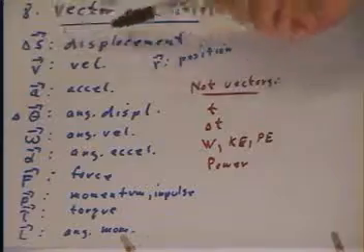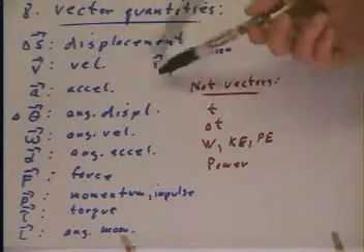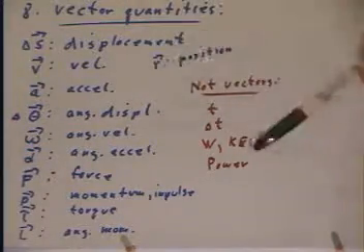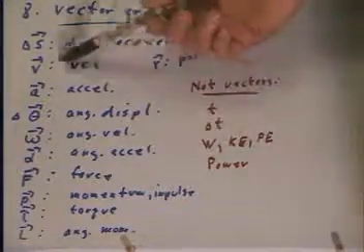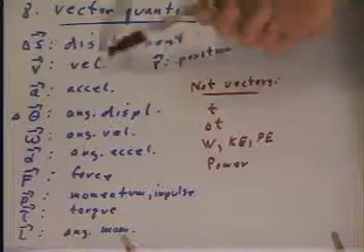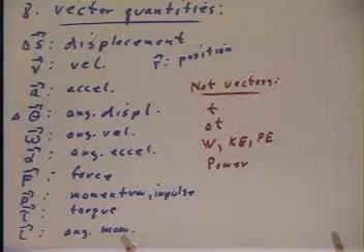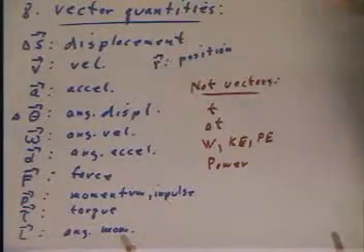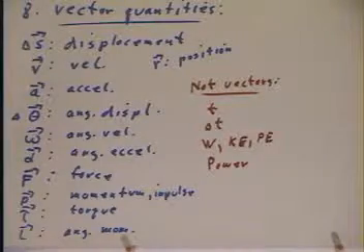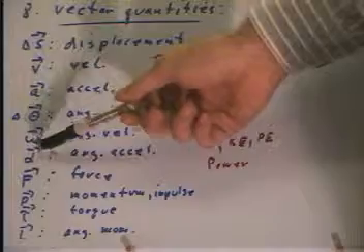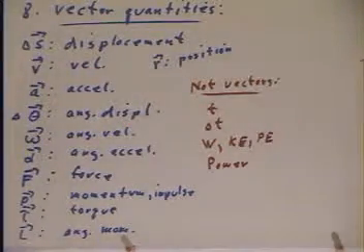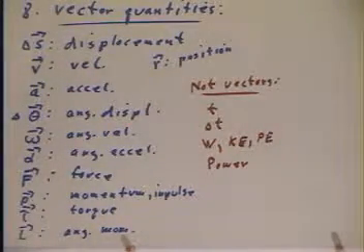Okay, we have displacement delta S. We have a position vector R, which we haven't talked about all that much, although your text has. We have the velocity vector V. These are all quantities that have both magnitude and direction. Acceleration also has a magnitude and a direction. Okay, we have angular displacement, angular velocity, and angular acceleration. These are also vector quantities.